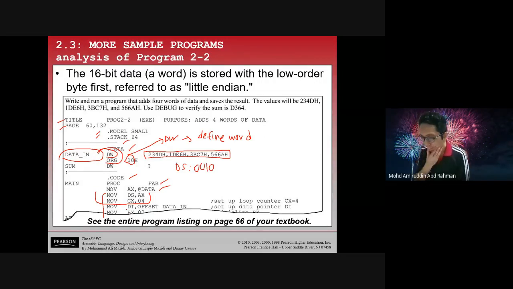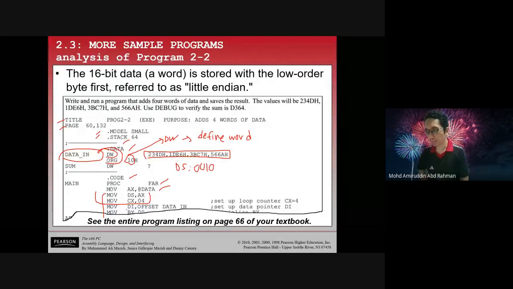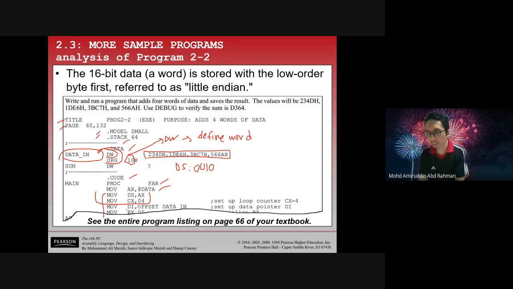Okay, and then next we initialize BX. Because it is 4 times, later we need to add [BX], DI into BX. So we initialize BX. All right, and then after this, the program will keep adding that content.